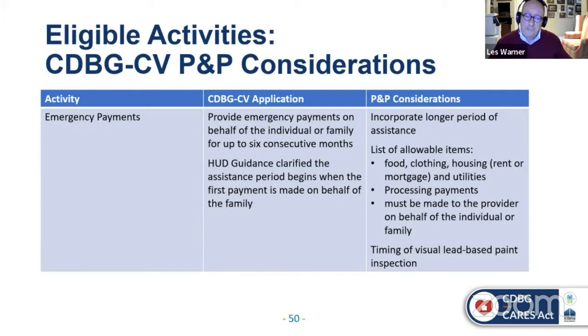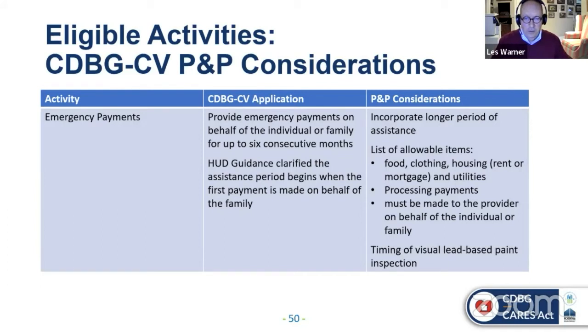So when we make that first payment, we could pay for whatever existing arrearages that household had, and then assist with up to an additional 5 months of assistance. So that's a change from what folks originally thought when they were calculating and thinking, well, if I'm paying rent for June, July, August, September, and October, I'm limited to 6 months of that rental period. It's based on that payment.